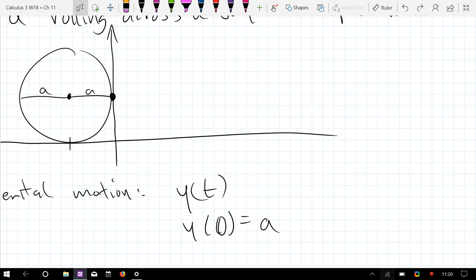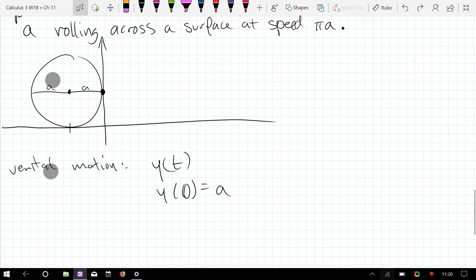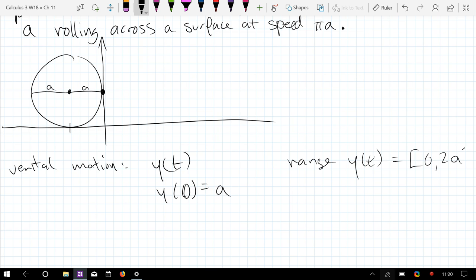So first of all, what range of values do I expect to see out of the vertical position? So our range of y of t is 0 to 2a. The one way to think about this, the amplitude is a. The amplitude of this trig function is going to be a. And it's going to have a vertical offset, or shift up by a. So it's going to be shifted up a, and it's going to have an amplitude of a.